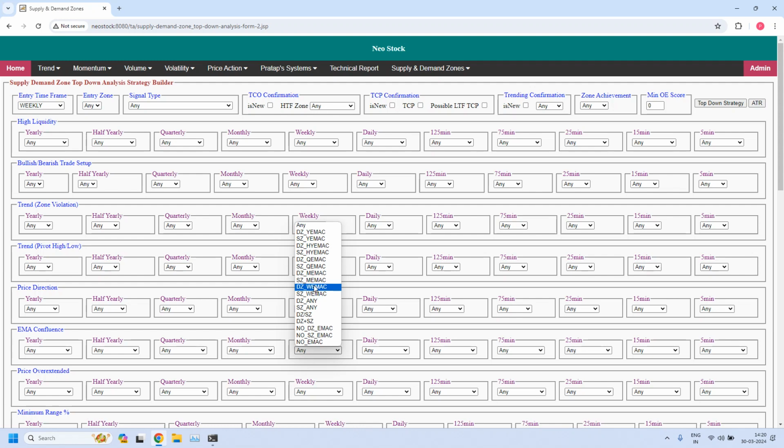WEMAC means weekly EMA confluence. So now we are looking for demand zones, weekly demand zones. Because we selected the time frame weekly, by default the demand zone is a weekly demand zone. And moreover, we are selecting in the weekly time frame. Okay, now with these conditions, trend is up, weekly demand zone, because the EMA confluence should be used only in the trending market. You should not use it in a sideways market.